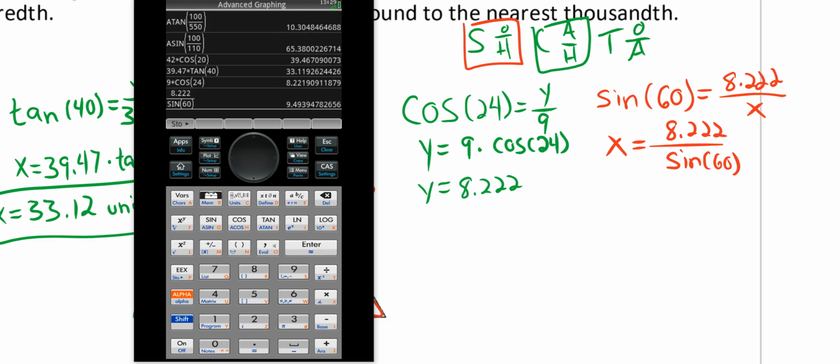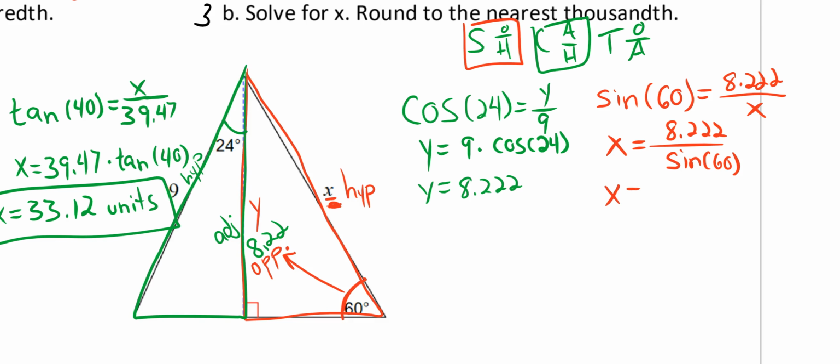Enter. And we get a final answer here of 9.493, and there's a 9 after it, so it's going to round up to a 4. So we get 9.494 for our final answer. And that's it.